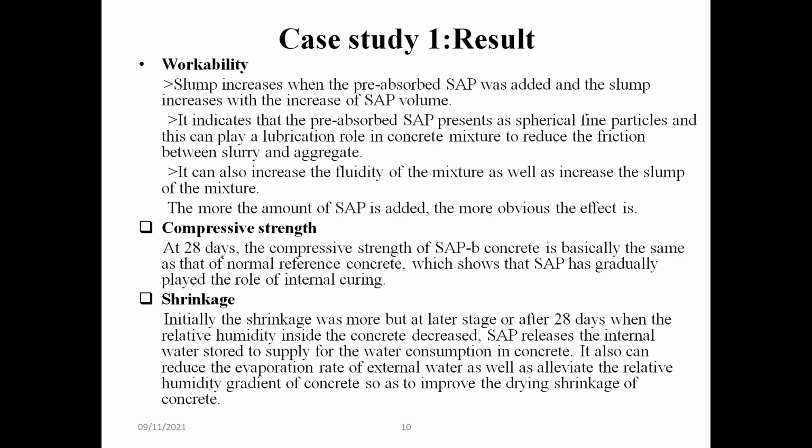When the concrete containing SAP was subjected to the slump test, it was found that slump increases when the pre-absorbed SAP was added, and the slump increased with the increase of SAP volume. It indicates that pre-absorbed SAP is present as spherical fine particles, and this can play a lubrication role in the concrete mixture to reduce the friction between slurry and aggregate. It can also increase the fluidity of the mixture as well as the slump. The more SAP is added, the more obvious the effect is.